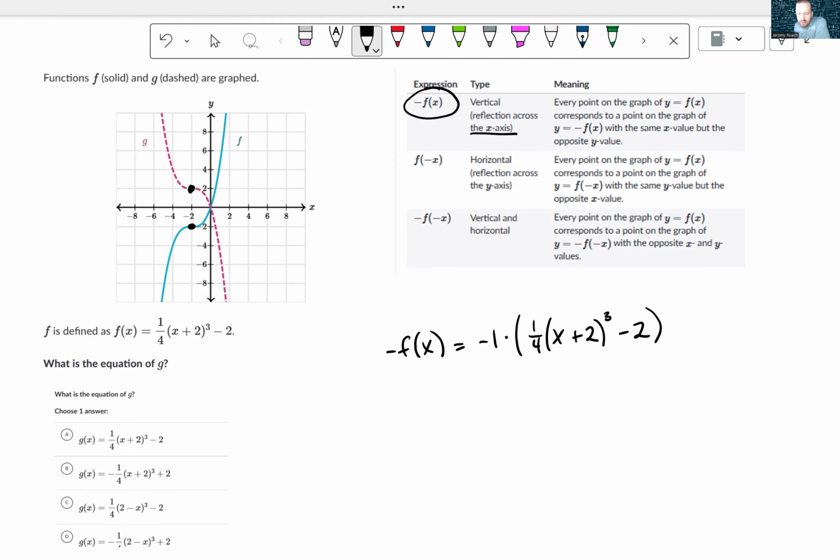Let me see here. This was -2. Yeah. So when we distribute this negative, it's going to equal -1/4 times the quantity x plus 2 cubed, and then plus 2. So that's what negative f of x is. And that's the same thing as g of x, which is our dotted line. So now we've got to just go to multiple choice here and figure out which ones match. It looks like B is the right answer for this one.